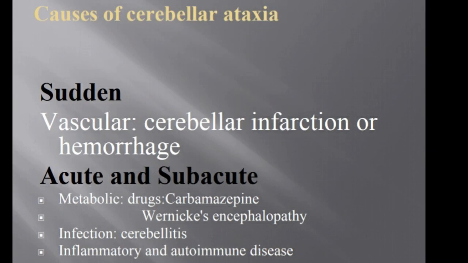The causes of cerebellar ataxia: either sudden, and sudden means vascular, like cerebellar infarction or hemorrhage. Acute and subacute, like what occurs in metabolic causes, like drugs, carbamazepine, Wernicke encephalopathy. Infection, like cerebellitis, and inflammatory and autoimmune disease.